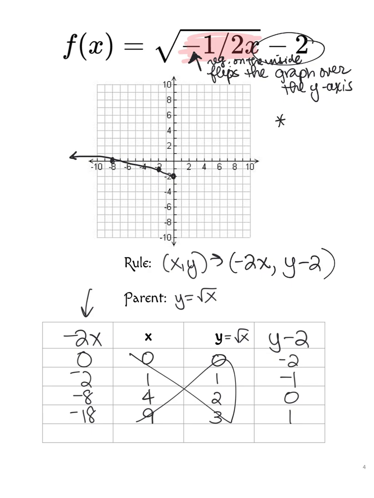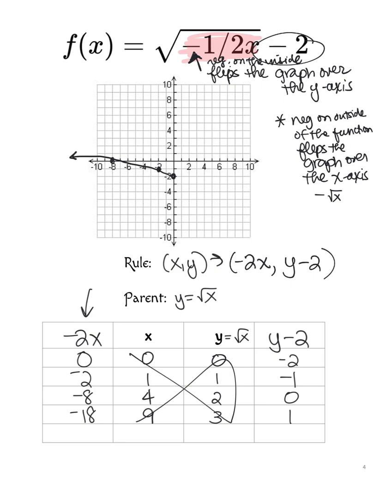I may as well write that down here. A negative on the outside of the function flips the graph over the x-axis. And that's because if the negative is on the outside of that function, something like this, these are all y values. And then when your y values become negative, they flip over. Instead of being like this, they flip over the x-axis. Okay, so I think that's it for this page.